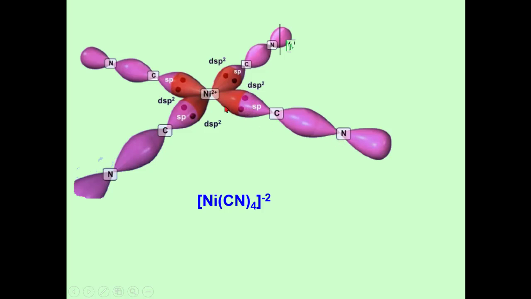So this cyanide adds from here, this cyanide adds from here, this cyanide adds from here, and you may see cyanide has carbon and nitrogen in its structure. So basically this is the 3D shape of the nickel tetracyanide 2- complex ion, and it has a central square planar shape.